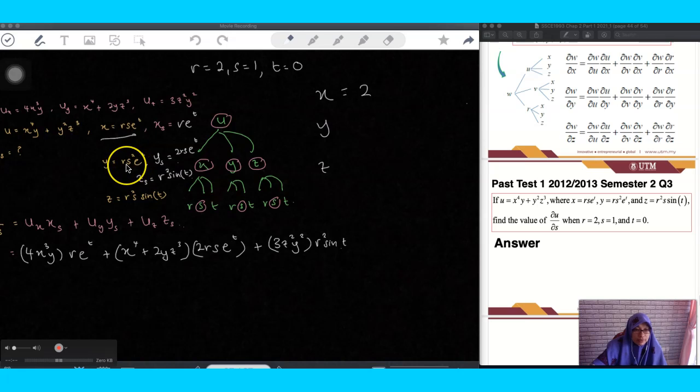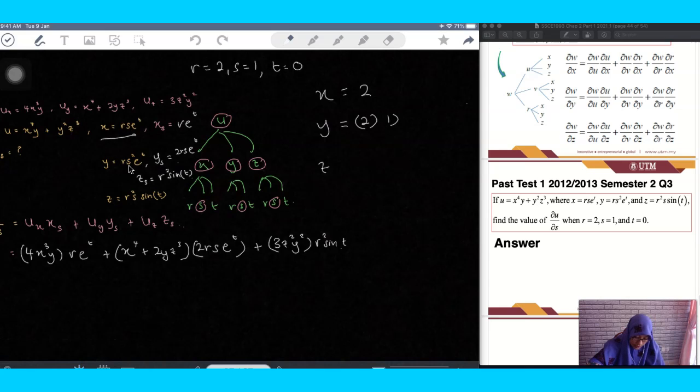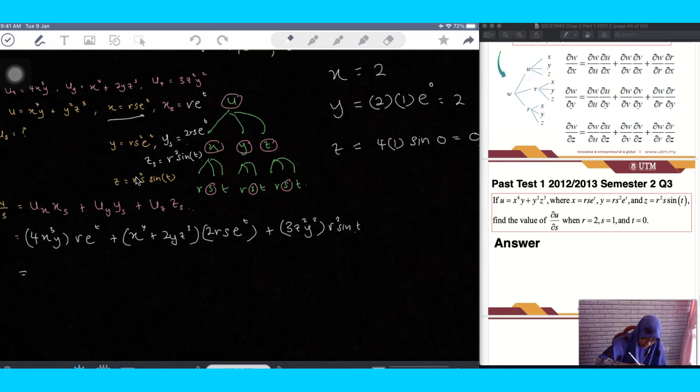Okay, and then now look at y. 2, and then 1, and e^0 is 1. So you also get 2. And z: 4, 1, sine 0. Sine 0 will give you 0. So this will give you 0. So x is 2, y is 2, z is 0.